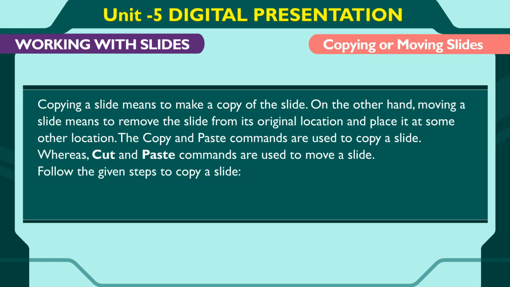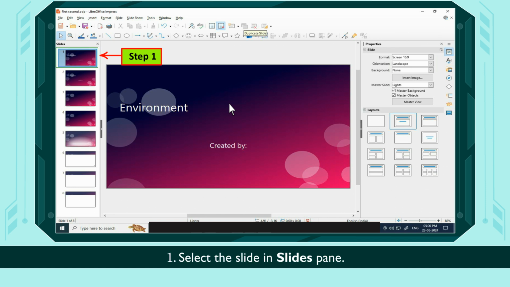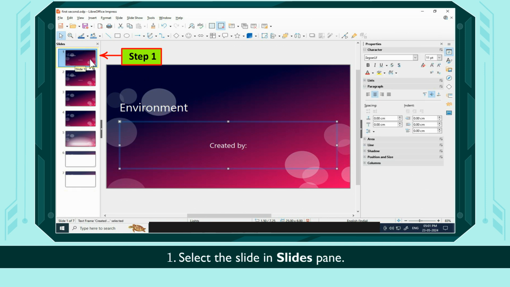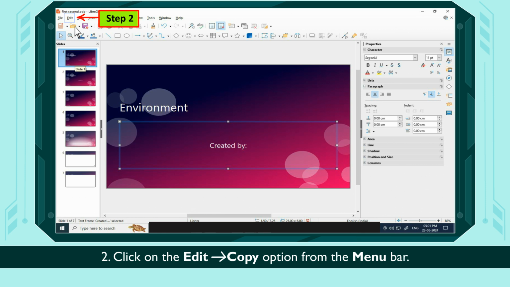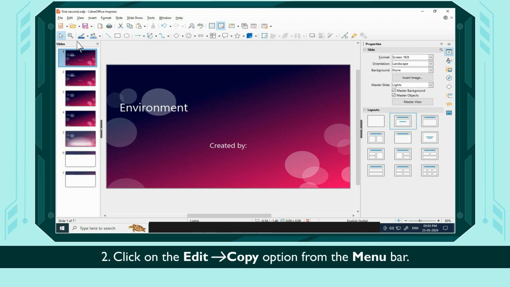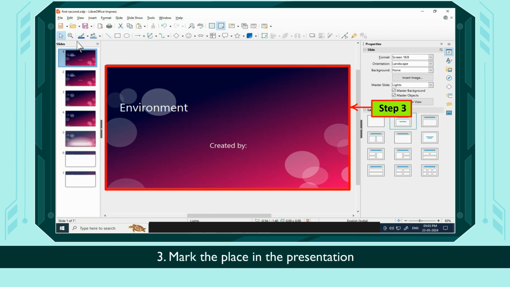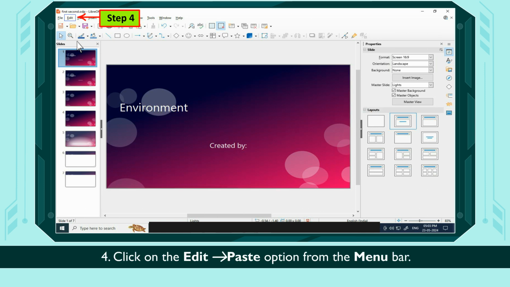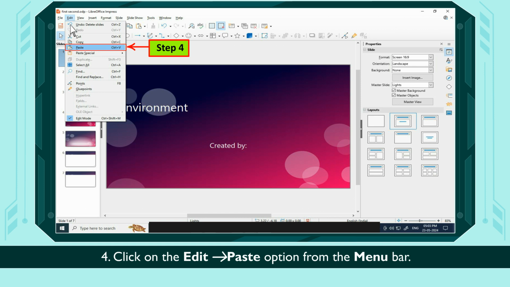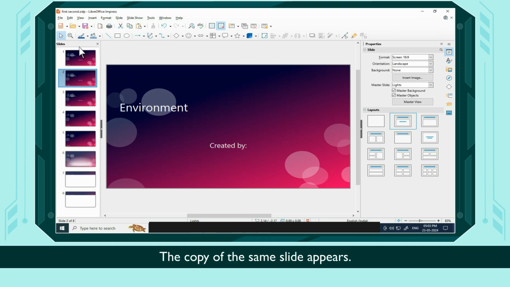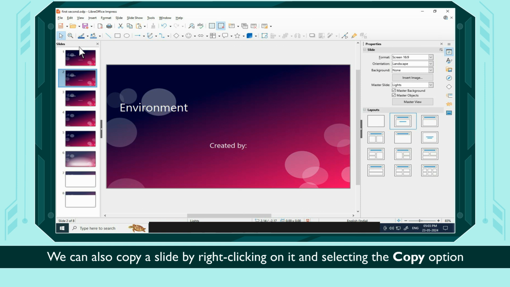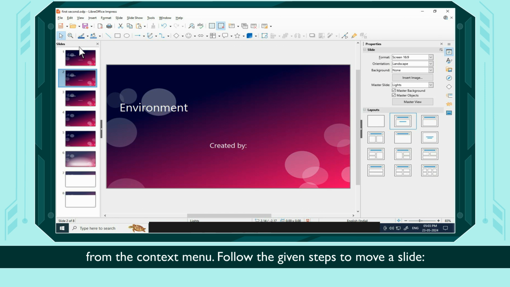Follow the given steps to copy a slide. 1. Select the slide in the Slides pane. 2. Click on the Edit, then Copy option from the menu bar. 3. Mark the place in the presentation where you want to copy the slide. 4. Click on the Edit, then Paste option from the menu bar. The copy of the same slide appears. We can also copy a slide by right-clicking on it and selecting the Copy option from the context menu.